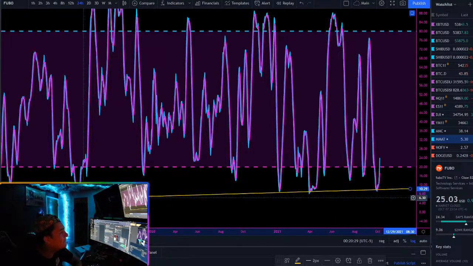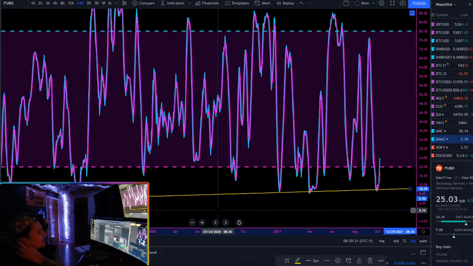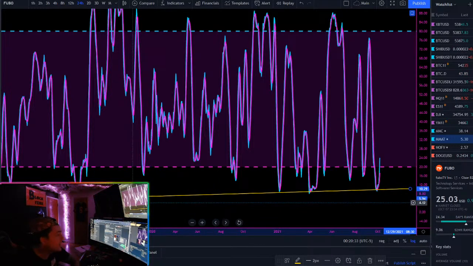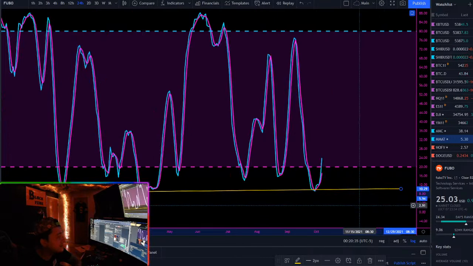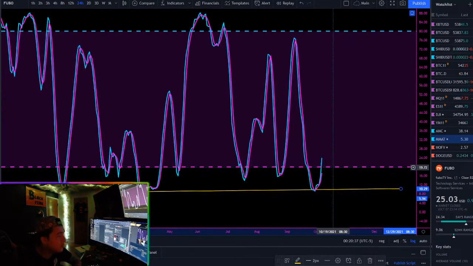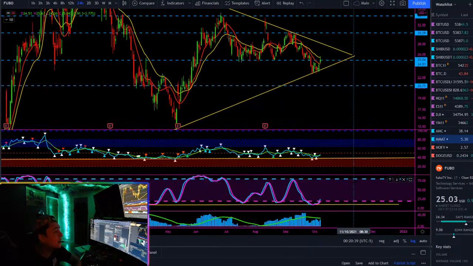It's a weak uptrend line, but it is an uptrend line. Nonetheless, it does have a positive slope, so that is something to take into consideration. We do have a little bit of a fresh cross back into the bearish control zone.